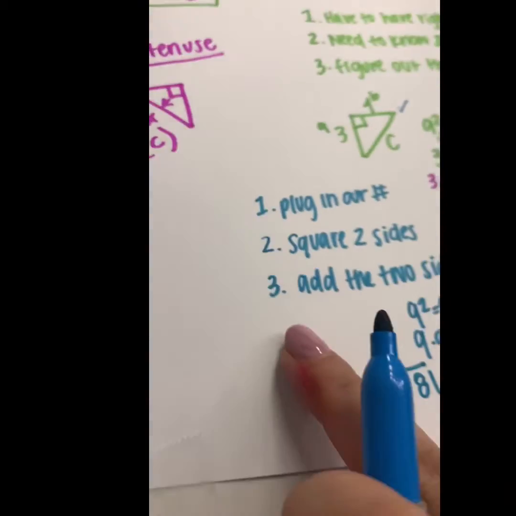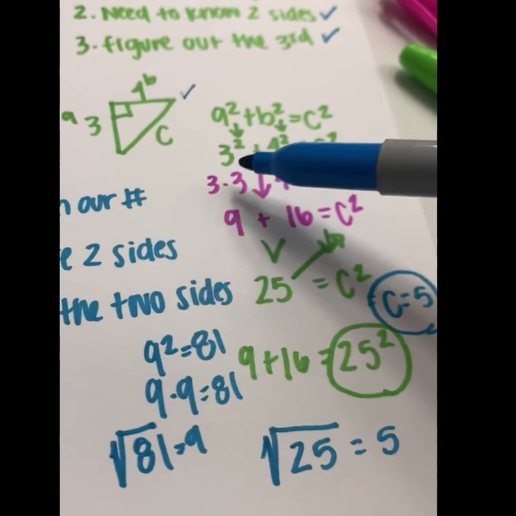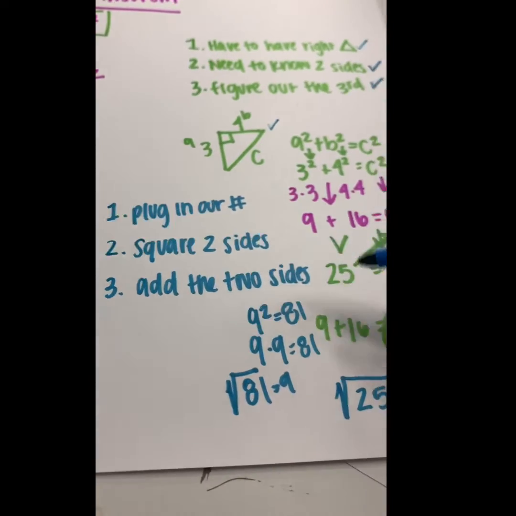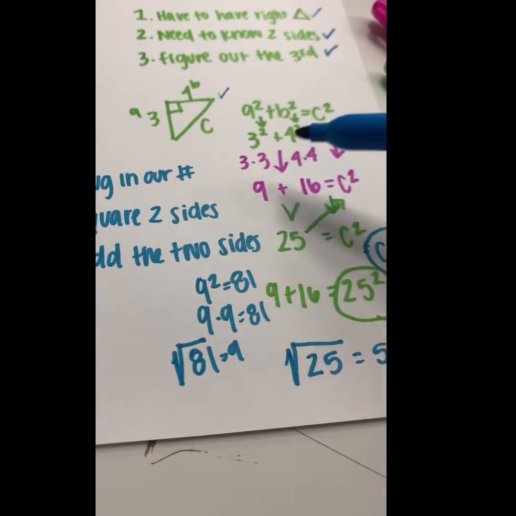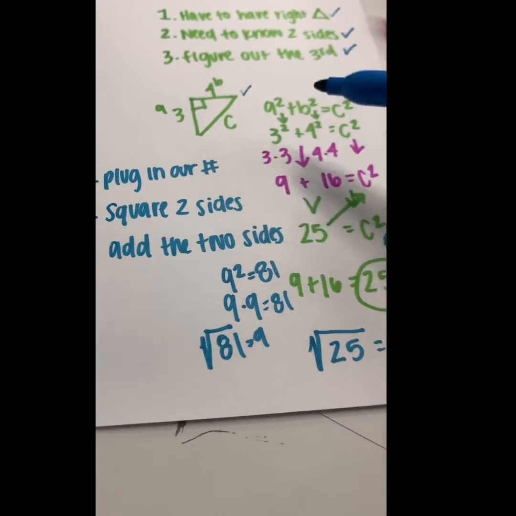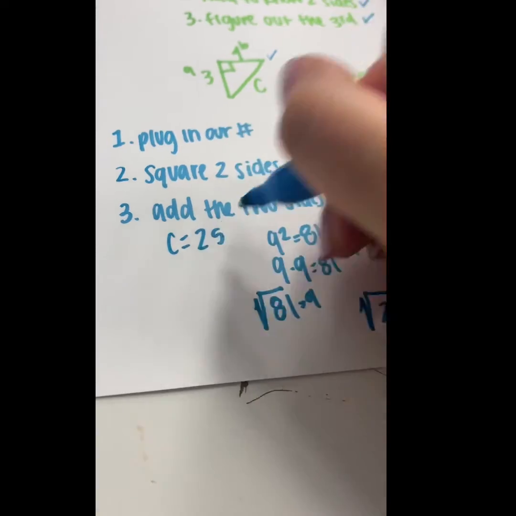So if we go back to our steps, we plugged our numbers in. We have 3 here, we have 4 here. Then we squared our two sides. We squared 3, we squared 4, we got 9 plus 16, okay? Then we added our two sides together and we got 25, which means that c squared is equal to 25.